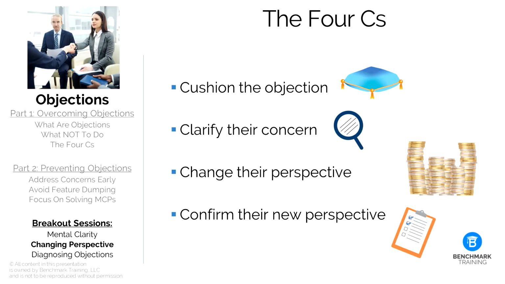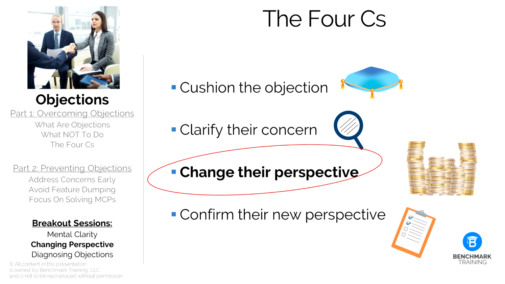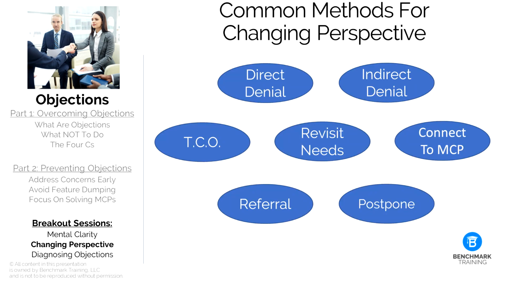By now, you've practiced cushioning and clarifying the objection. So in this session, we're going to focus solely on the third step of overcoming objections, changing the prospect's perspective. There are 7 widely practiced methods used to change a buyer's perspective that we'll discuss in this module: direct denial, indirect denial, total cost of ownership, revisit needs, connect to mission critical priorities, referral, and finally, the postpone method.